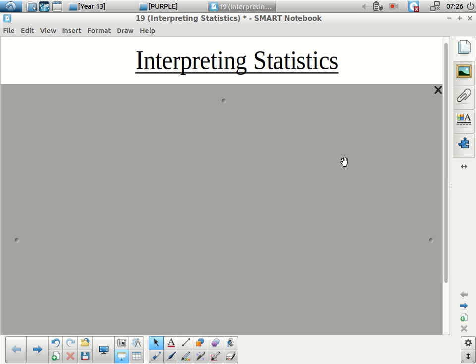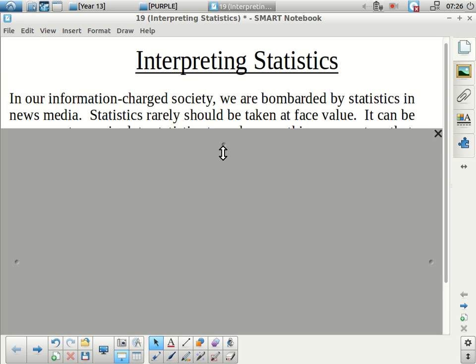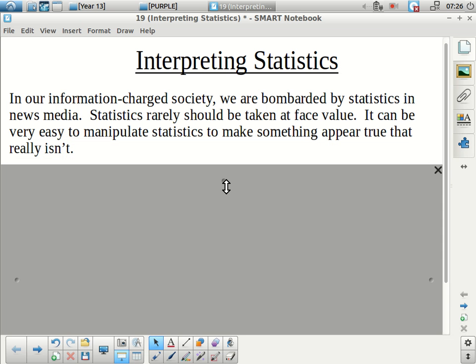Good morning, everyone. After Friday's work period for your assignment, we're going to do our final lesson in statistics, which is interpreting statistics in the media. So a little bit of a preamble here. In our information-charged society, we are bombarded by statistics in news media.